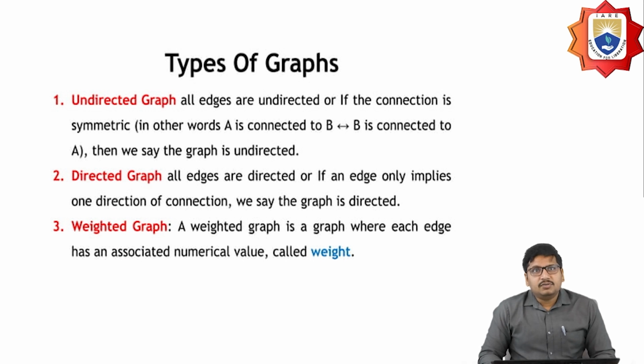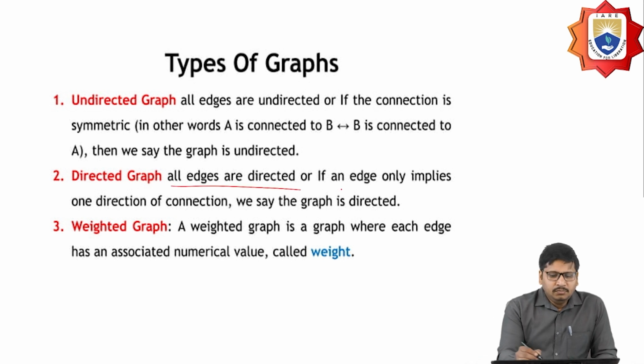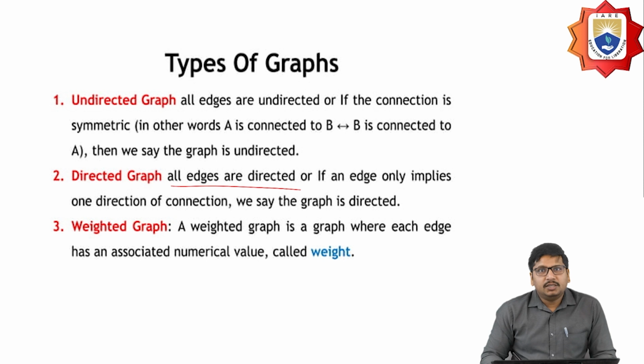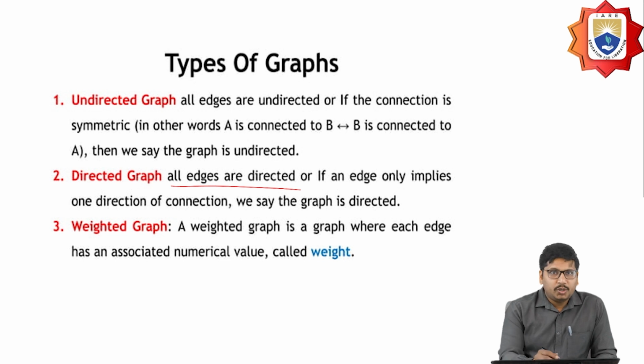Now the types of graphs. We are going to have different types of graphs like the undirected graph, the directed graph, and the weighted graph. What does undirected graph mean? All the edges are undirected if the connection is symmetric, and then we can say that it is an undirected graph. Directed graph means all the edges are directed, and if an edge implies one direction of connection, we say that the graph is directed. And a weighted graph is a graph where each edge has an associated numerical value, which we call the weight.